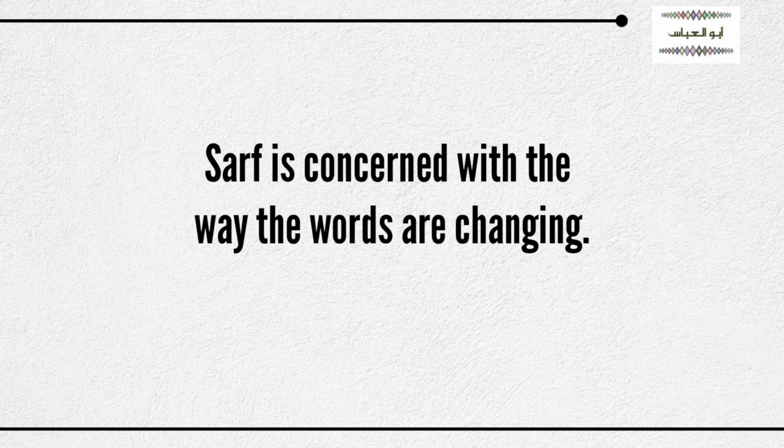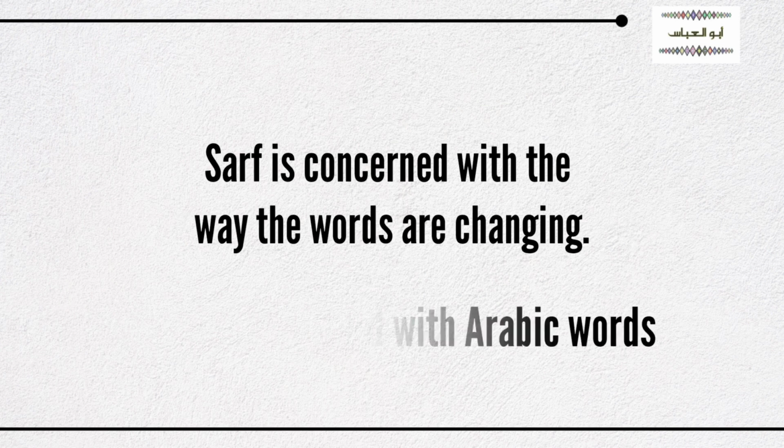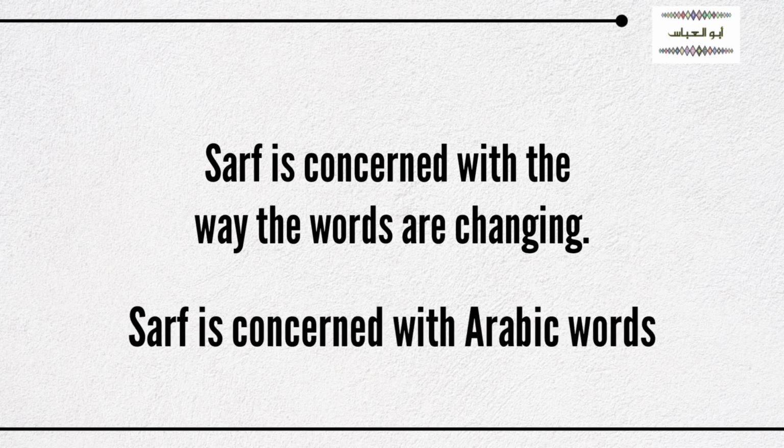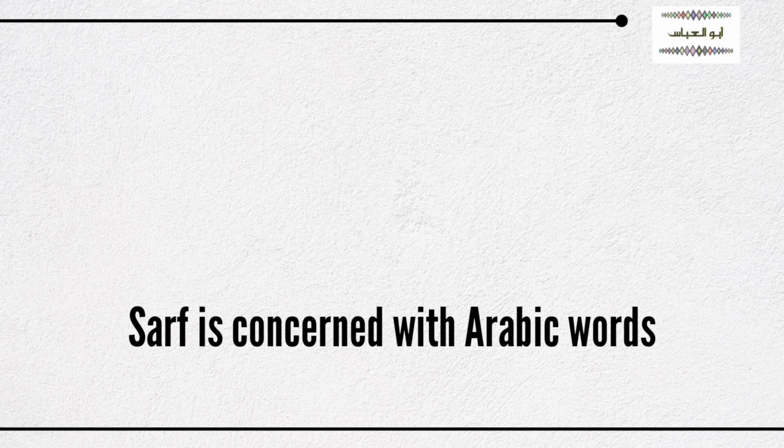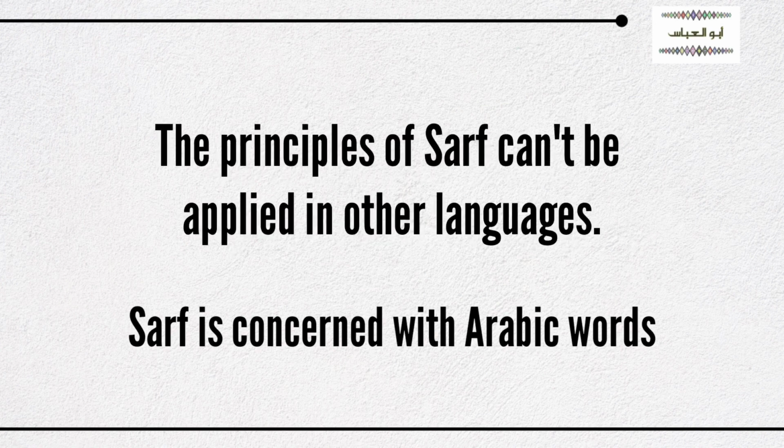Now we mentioned that sarf is concerned with ahwal abniyat al-kalimi, the way kalimat are changing, which means that sarf is concerned with the kalimat of Arabiya, that is the Arabic words. Sarf is concerned with the Arabic words, meaning that you can't apply the rulings or the principles of sarf in another language. So the principles of sarf should be applied only on Arabic words.